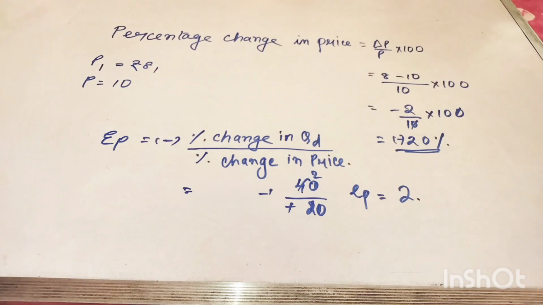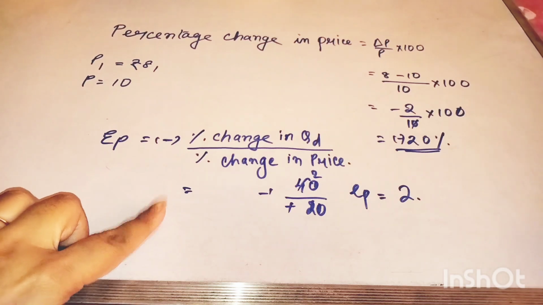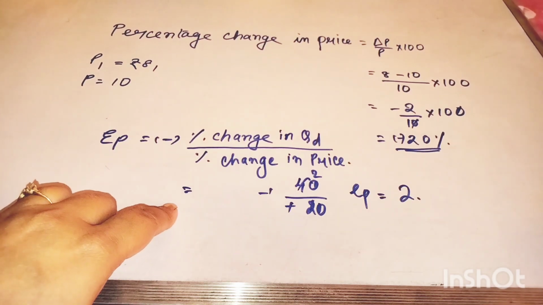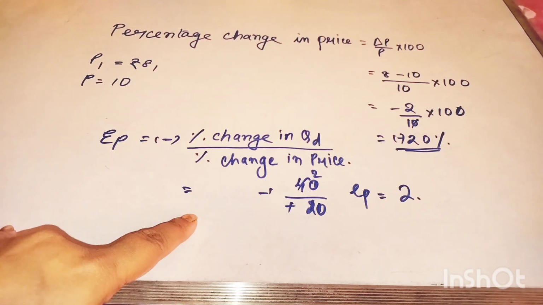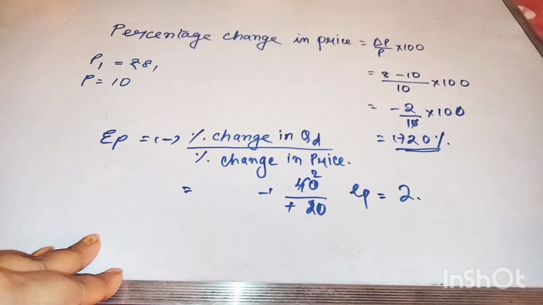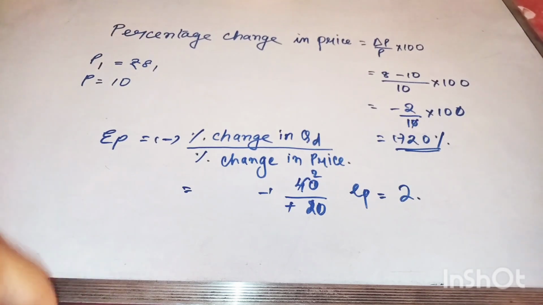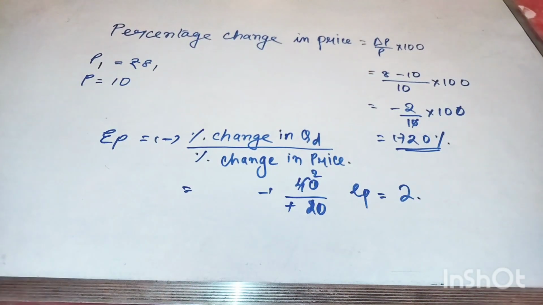So both methods you are able to calculate it. As we know this formula, in the last video only we discussed it, that EP will be equal to percentage change in quantity demanded by percentage change in the price. This formula we have already discussed earlier. From there we have got del Q by del P into P by Q. So we can use this method also, and we can use the previous method also. Any of the two methods we can use.